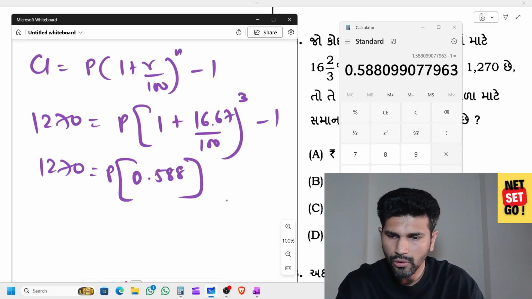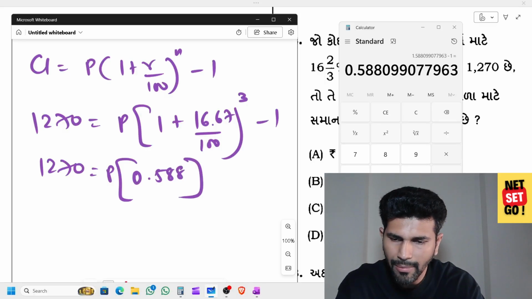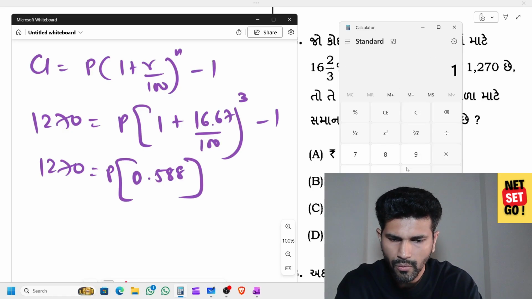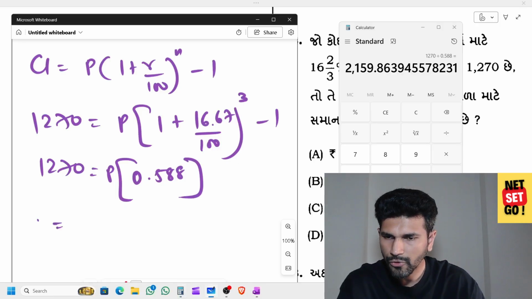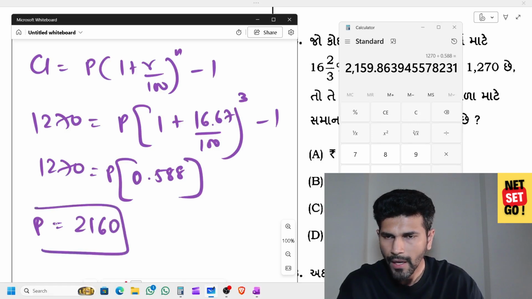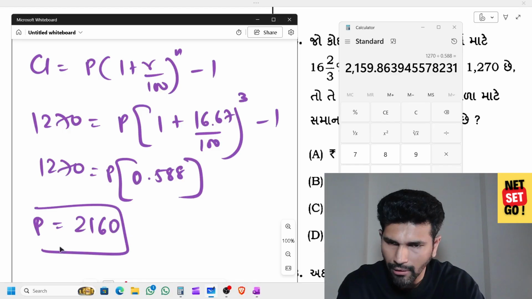So 1270 divided by 0.588 is around 2160. So P equals 2160. P મળી ગયું. હવે આપણે SI કેલ્ક્યુલેટ કરવાનું છે.